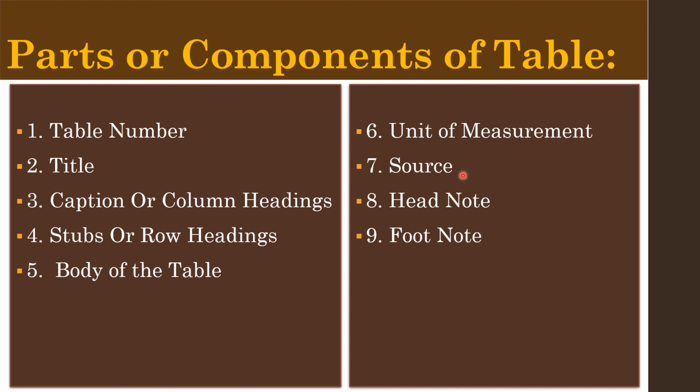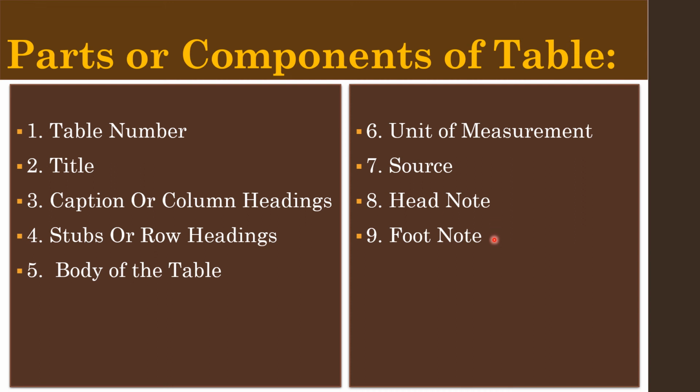The seventh one is source. When tables are based on secondary data, then the source of the data is to be given. Source of data is always specified below the footnote. The next one is head note. So what is a head note? If the title of the table is not enough to give the complete information, a head note is like a supplement added, which provides the complete information on the title of the table.